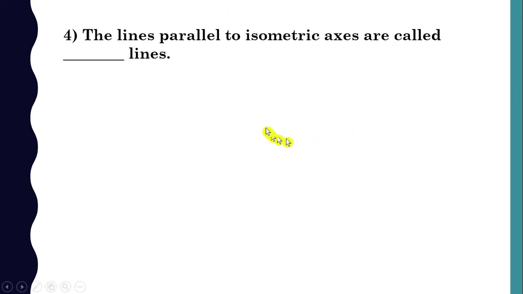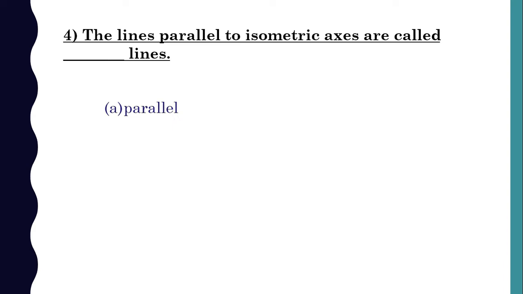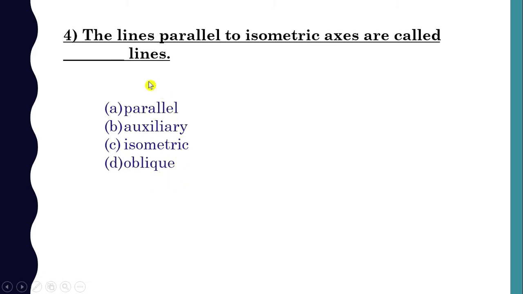Fourth MCQ. The lines parallel to isometric axis are called which line? So when we draw lines parallel to isometric axis, what are they called? The options are: first parallel, second auxiliary line, third isometric line, and fourth oblique line.